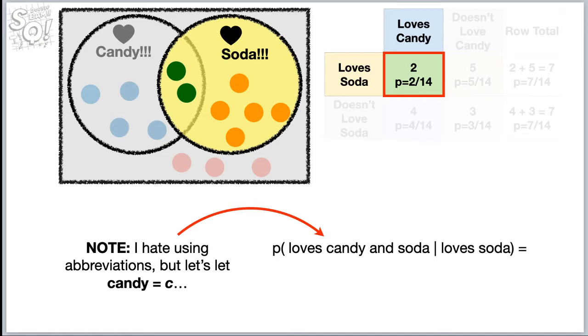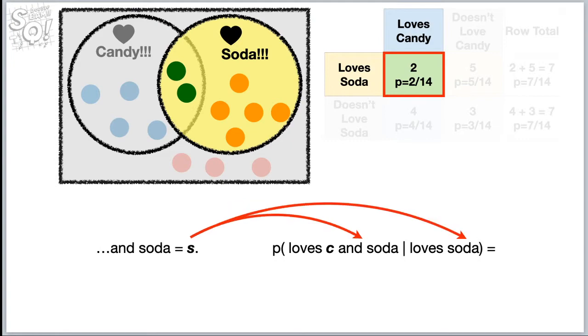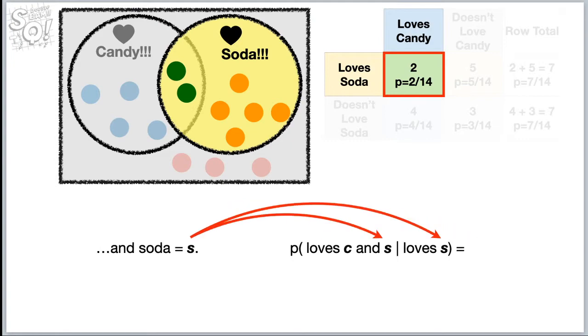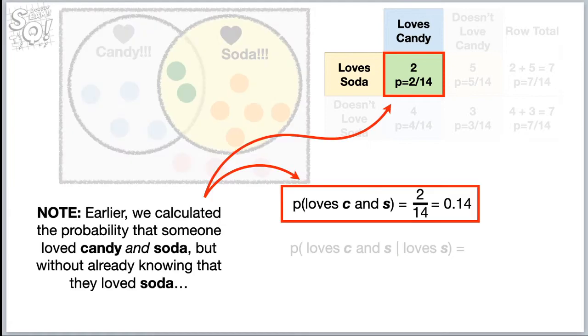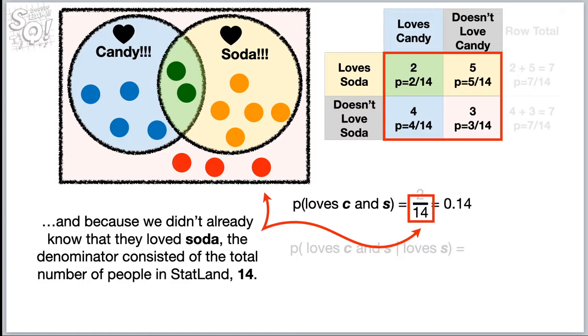Note, I hate using abbreviations, but let's let candy equal C and soda equal S. Okay, and earlier, we calculated the probability that someone loved candy and soda, but without already knowing they loved soda. And that was 2 divided by 14, or 0.14. So that's what we did when we had no knowledge about whether or not they loved soda. And because we didn't already know that they loved soda, the denominator consisted of the total number of people in Statland, 14.